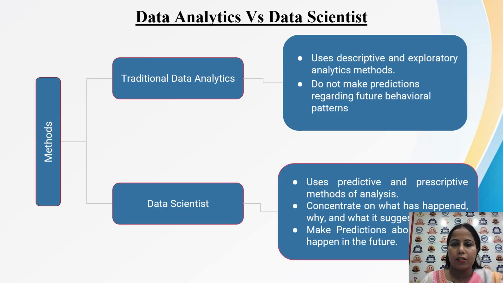Traditional data analysis uses descriptive and exploratory analytic methods, and it doesn't make any prediction, whereas data science uses predictive and prescriptive methods of analysis, where it uses empirical method which is based on data, and the focus is on what has happened and why does it happen, and hence data science helps to make prediction of future.